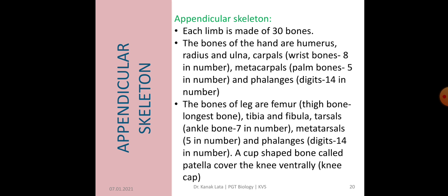The bones of leg are femur, that is thigh bone and it is the largest bone, tibia and fibula, tarsals called ankle bones and are 7 in number, metatarsals 5 in number, and phalanges which are 14 in number. There is a cup shaped bone called patella which covers the knee ventrally.